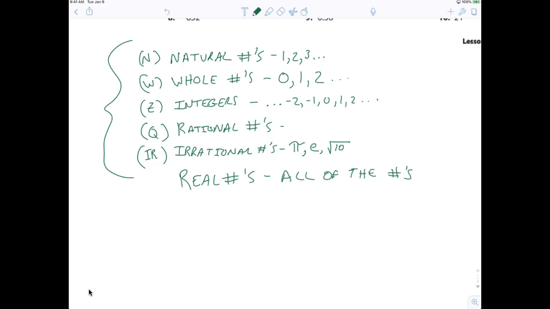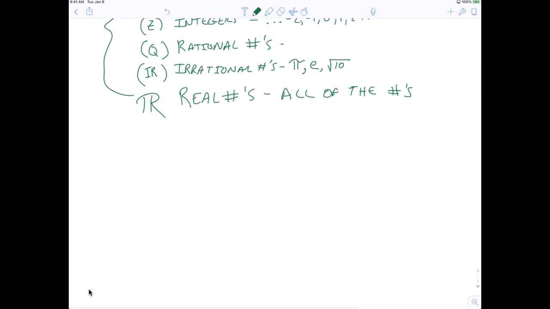Now watch how you abbreviate reals. That's the reals. To make that symbol, you just write a line, another line, and then you make a big R over it. Yep, it kind of looks like pi.